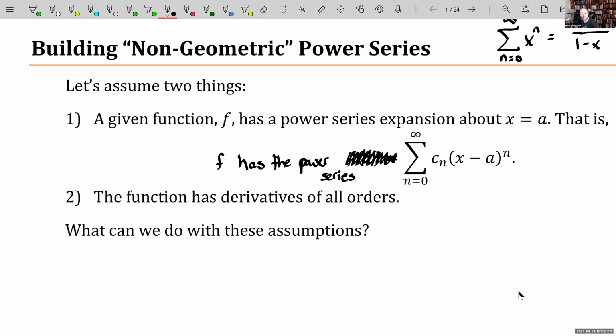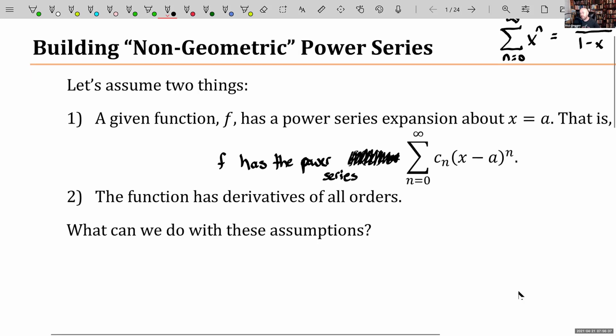Cotangent, secant, cosecant, natural log. Well, yeah, natural log of x is fine, actually. So a lot of functions are infinitely differentiable, but not every function is. So that's just a heads up. And I should mention, maybe natural log is a bad one to talk about. Let's not talk about natural log or the tangent. They have problems with asymptotes. Okay. So what can we do with these assumptions?